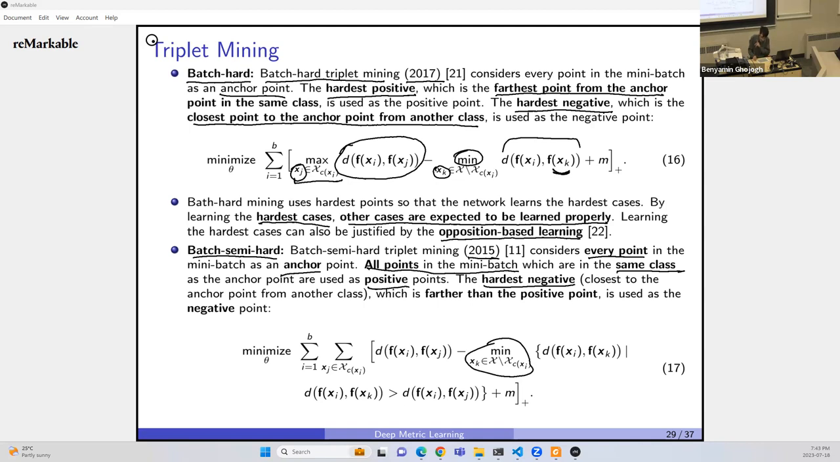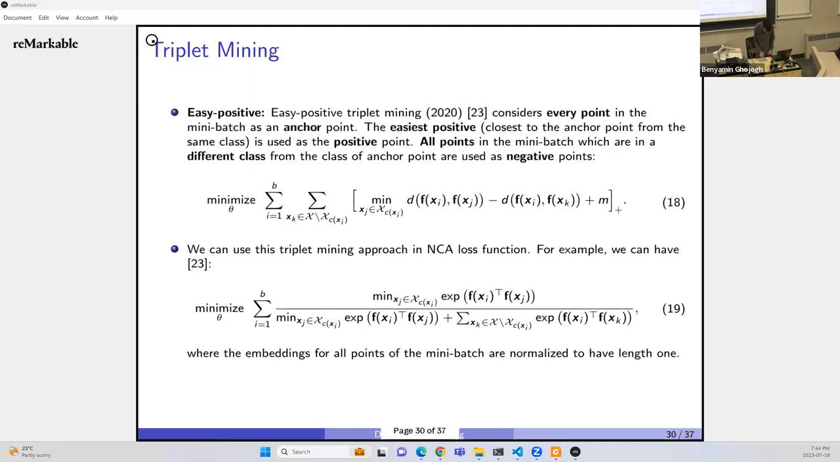However, the hardest negative which is farther than the positive point. You should also note that batch semi-hard is a bit complicated. It takes the hardest negative, but the hardest negative which is farther than the positive point. Okay, and here is the condition where the hardest negative is farther than the positive point.